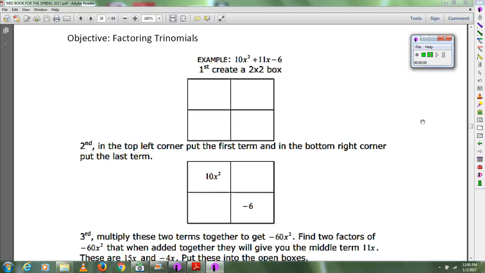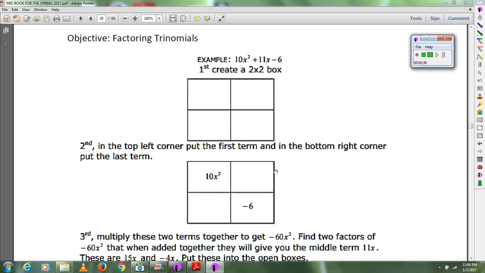In this video, we are going to factor a trinomial using a 2x2 box. So let's begin with an example. We are going to factor the trinomial 10x squared plus 11x minus 6. The first step, you are going to create a 2x2 box. So you sketch a square and then divide your square into 4 squares inside.